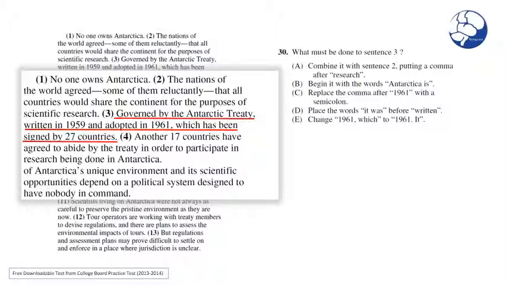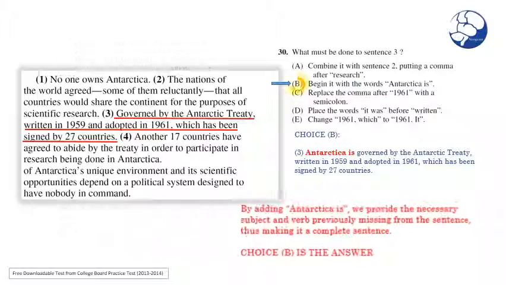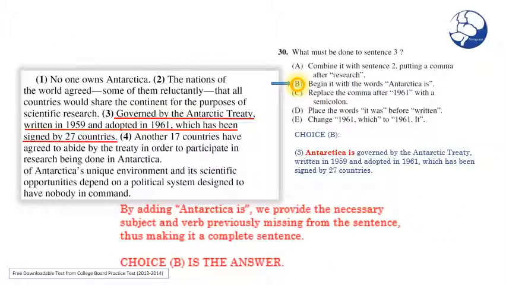Well, now we're just left with our answer, B. By adding Antarctica is, we add the missing subject and verb that we're looking for, that we couldn't find in any of the choices. So our answer is B.